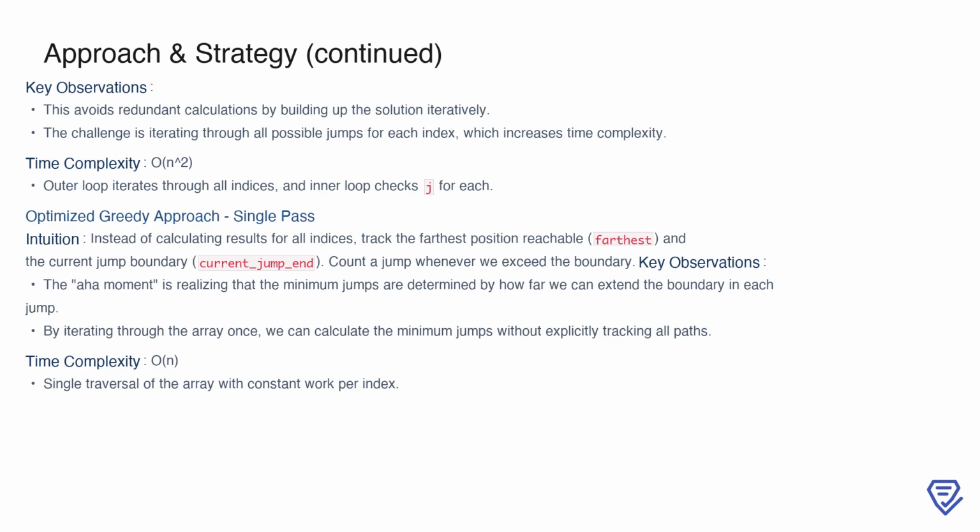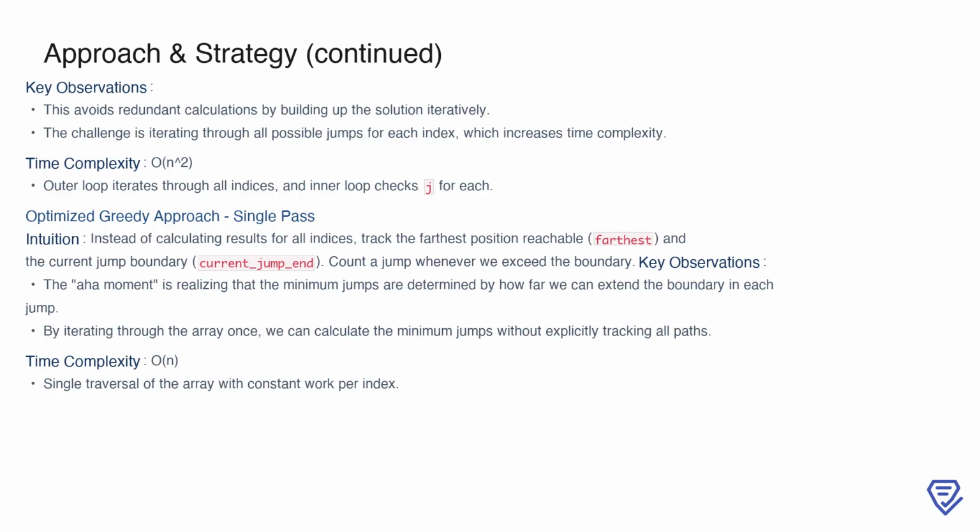The dynamic programming approach has some key advantages. By iteratively building the solution, we avoid the inefficiencies of backtracking. However, the main challenge lies in the nested loops. For each index i, we must iterate over all prior indices j to determine the minimum jumps. This increases the time complexity to n squared, where the outer loop runs once for every index, and the inner loop processes all indices up to the current one. To address this inefficiency, we can turn to the optimized greedy approach.